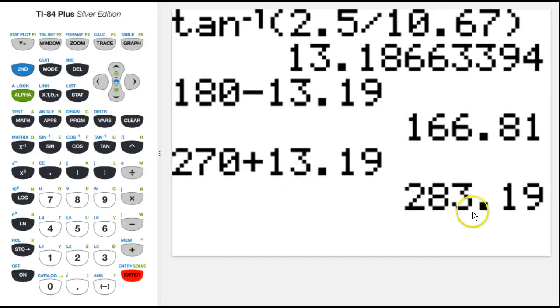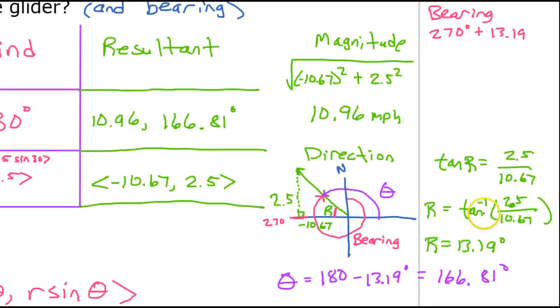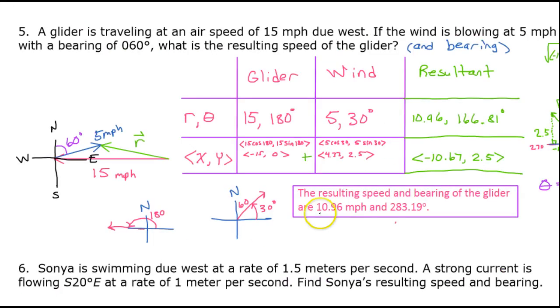So that's 283.19 degrees. That is the bearing. Let's put that all together in a summary sentence. So here's your final summary statement. The resulting speed and bearing of the glider are 10.96 miles per hour and 283.19 degrees.